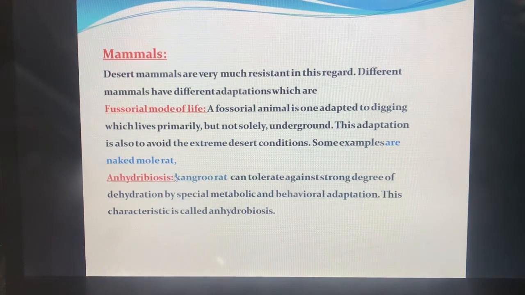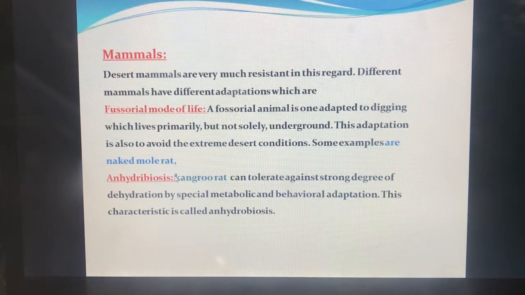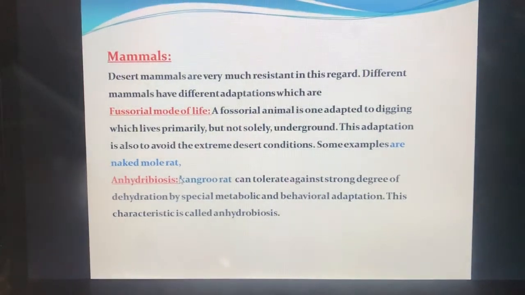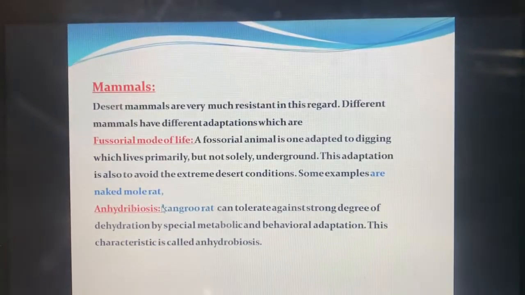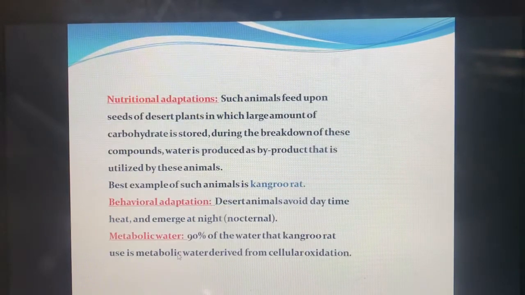Then after that we move towards anhydrobiosis. It is also one of the phenomena adapted by desert animals. Anhydro means without water, biosis means life: life without water. It is that phenomenon in which the animal can survive for a longer period of time without drinking water. The kangaroo rat is the example, and it can tolerate a strong degree of dehydration, especially by special metabolic and behavioral adaptations, and this characteristic is called anhydrobiosis.